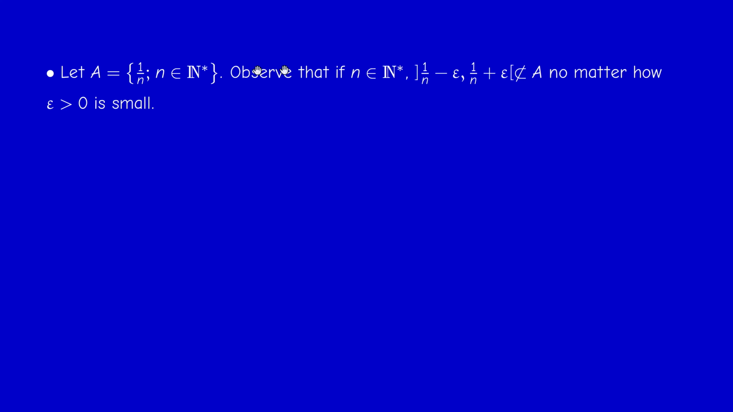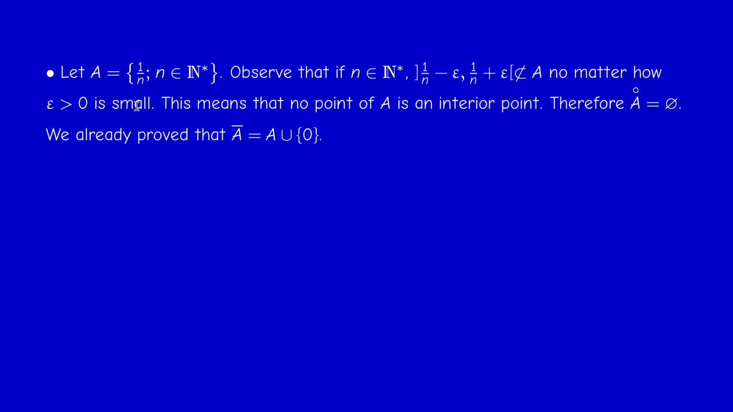So the first observation is that, as we did for the integers, the interior of A is empty. And you already computed the closure. The closure is A union {0}, so the boundary is also A union {0}.